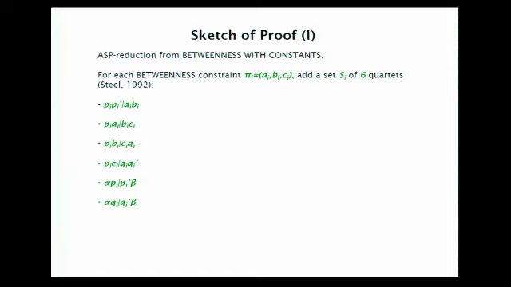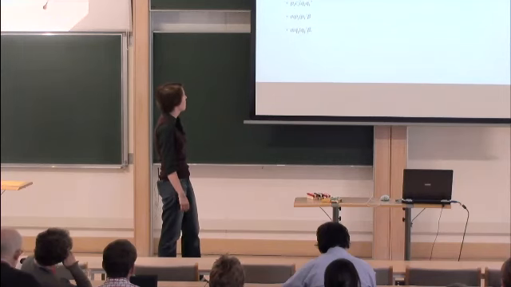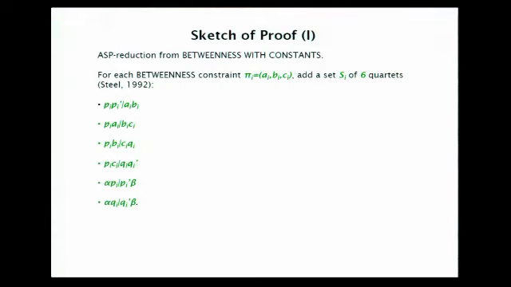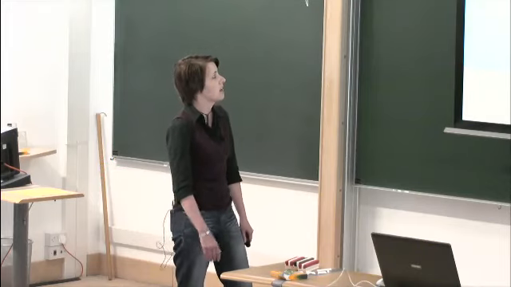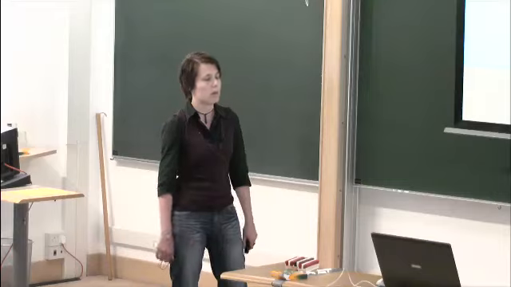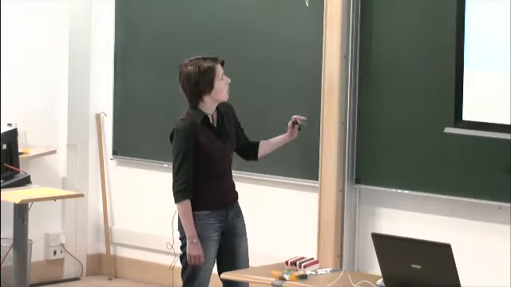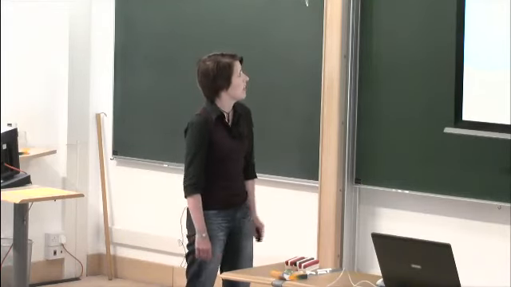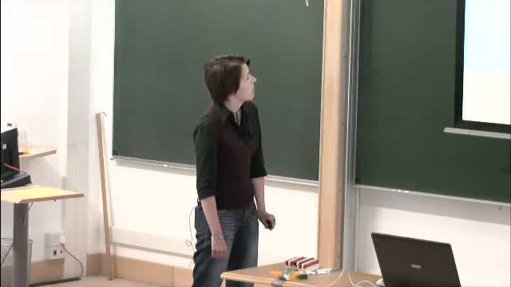As I mentioned, we tried to get an ASP reduction from the betweenness with constants. And so for each betweenness constraint A_i, B_i, C_i, we construct 6 quartets. This is also the same construction that Mike Steele used for showing that there is a polynomial time reduction from betweenness to quartet compatibility. So it's not so important to look at the quartets in detail, just to point out a few things.